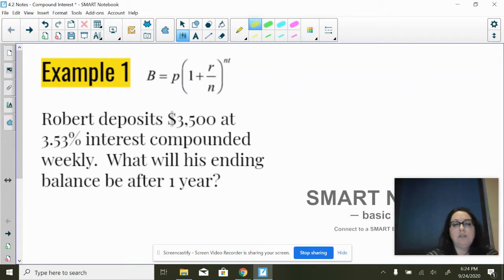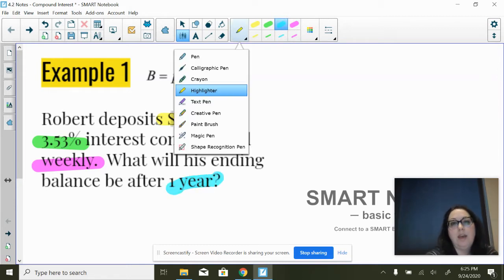So just like simple interest, this example one says Robert deposits $3,500. There is still a principal deposit amount, in this case, $3,500. There is still a percentage given. $3,500 is getting 3.53% interest. Now, what's different about this is how it's compounded. Compounded means how often they calculate interest and add to your balance. And in this account, it says it's compounded weekly, okay? Then it says, what will the balance be after 1 year? So in this case, our time value is just 1, okay?